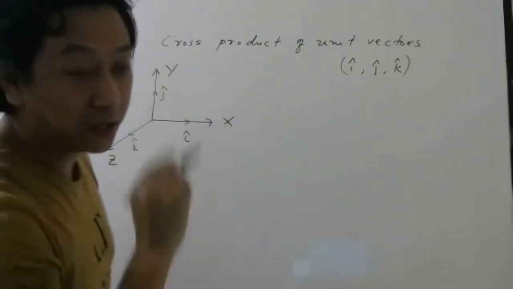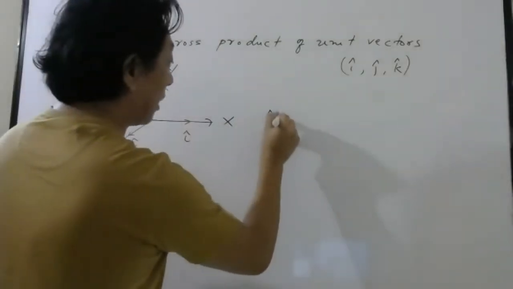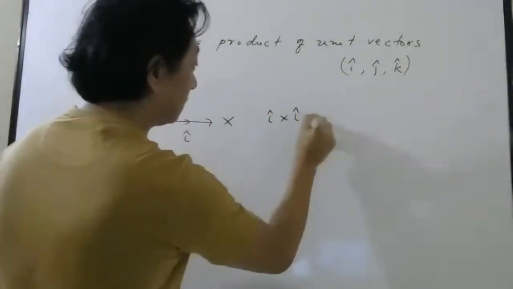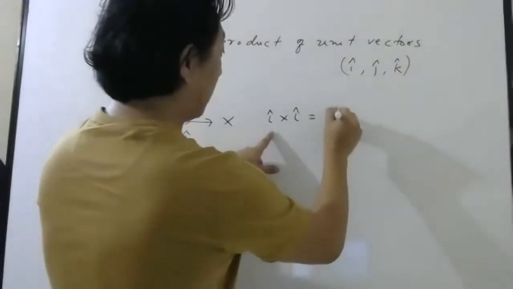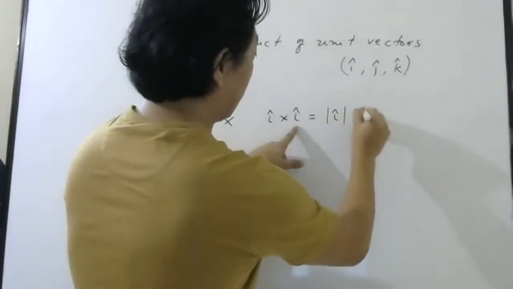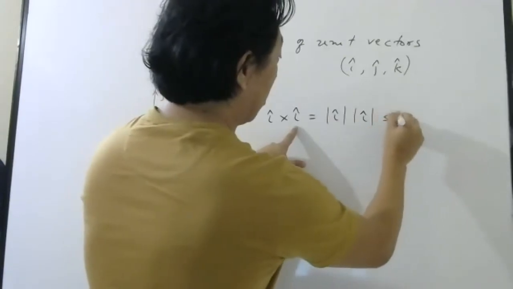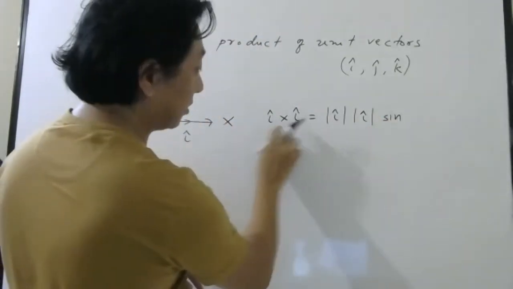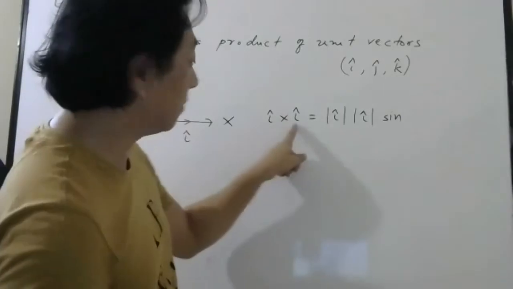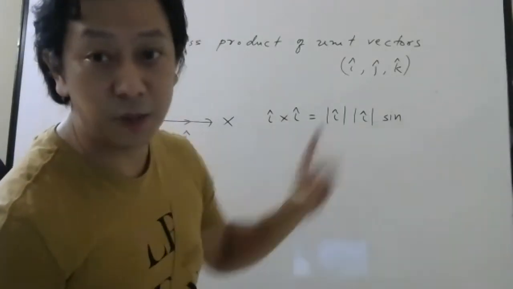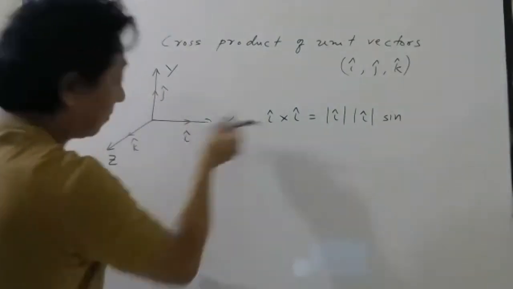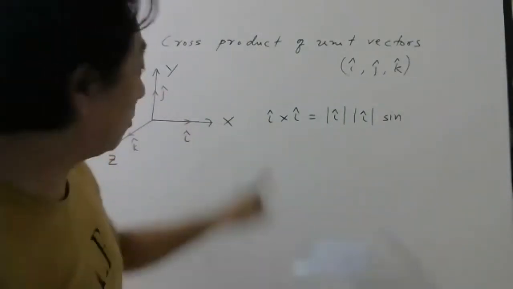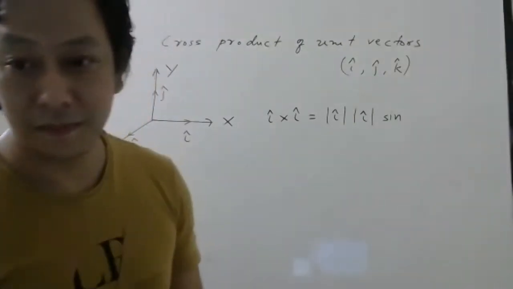Dot product we did yesterday. So i cap cross i cap. Let us apply the formula: magnitude of i cap, magnitude of i cap, sine of the angle between this and this. When I write a bar here and b bar here, what do I write? Sine of the angle between a bar and b bar. What is the angle between i cap and i cap?